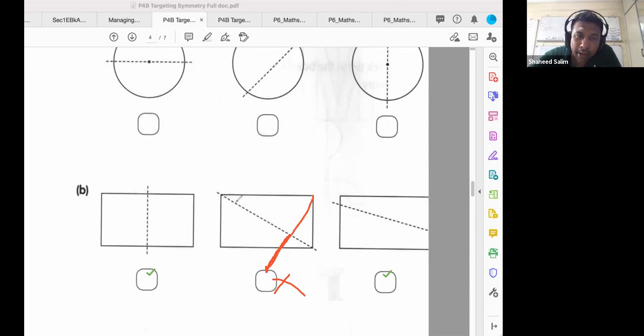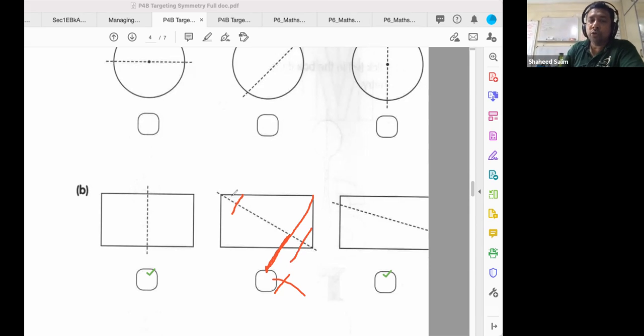Down here, watch. I measure half a cm. There's no line here. This is not symmetrical. I measure down here, from here to here. Okay, let's say 1 cm. I go 1 cm. There's nothing here. So this is not symmetrical.